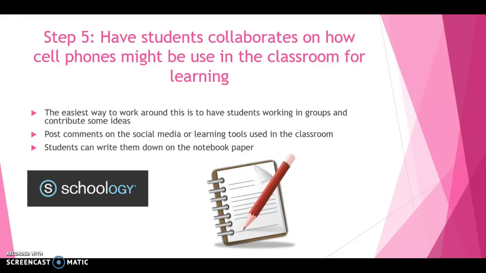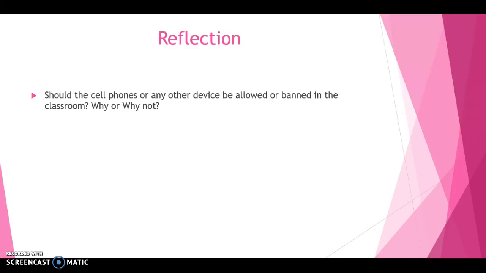So step 5, have students collaborate on how cell phones might be used in the classroom for learning. The easiest way to work around this is to have students work in groups and contribute some ideas. You can post comments on social media or any other tools that you use in the classroom, or the students can write them down on a notebook sheet of paper. They can take a photo and upload it on Schoology, or send an email to the teacher by using their school email.